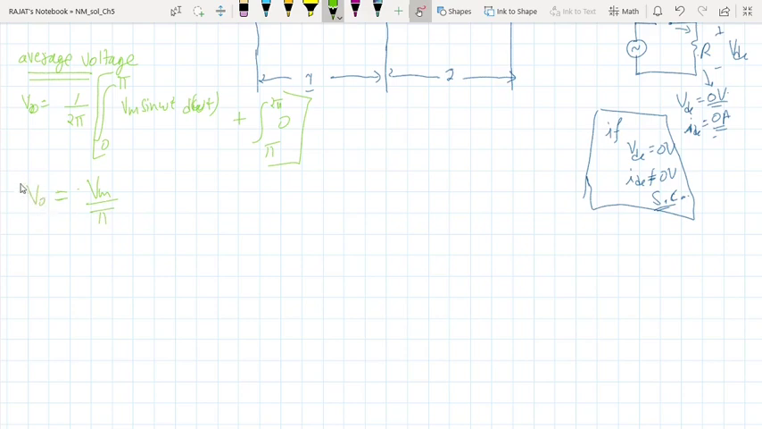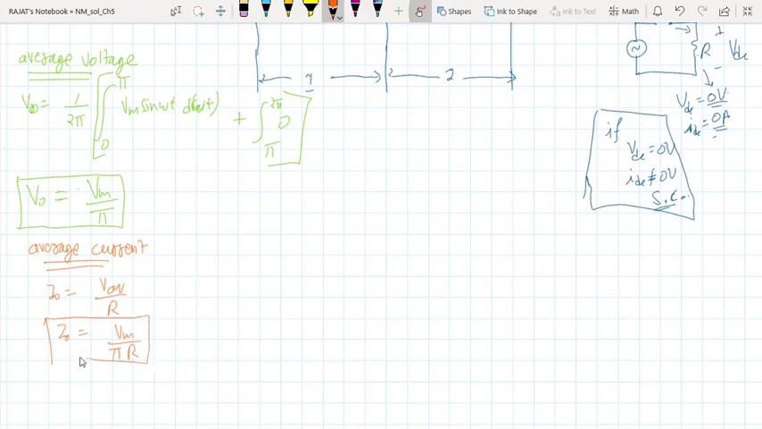If you solve it, I'm not solving it here because otherwise it will take too much time, and this is a very simple integration method. So you will get V naught is equal to Vm upon pi. What about average current? The average current is the average voltage upon the resistor, so Vm upon pi R. This is the average current.